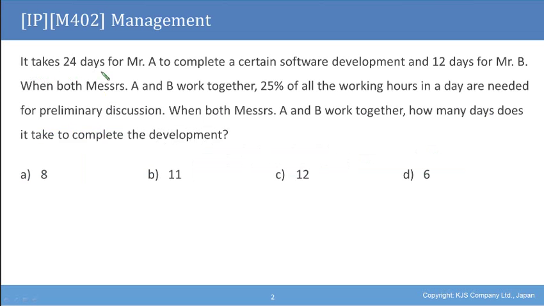It takes 24 days for Mr. A to complete a certain software development and 12 days for Mr. B. When both Messrs. A and B work together, 25% of all the working hours in a day are needed for preliminary discussion. When both Messrs. A and B work together, how many days does it take to complete the development? A. 8, B. 11, C. 12, D. 6.